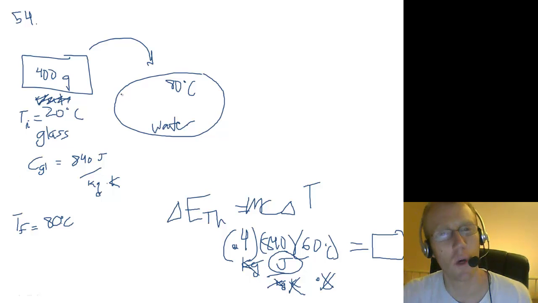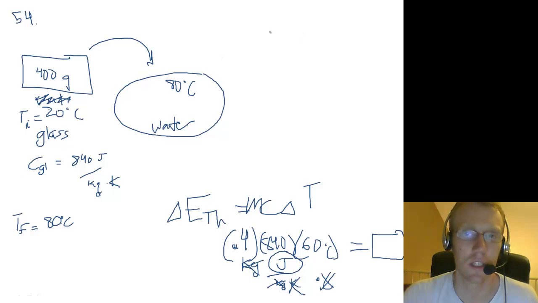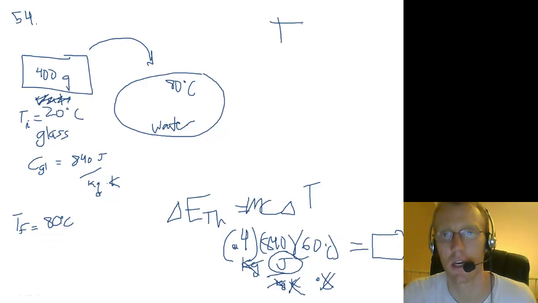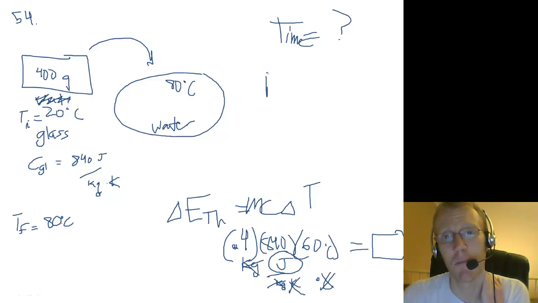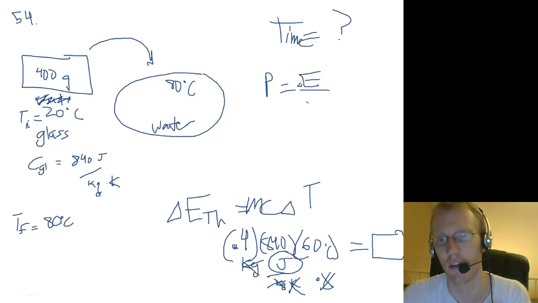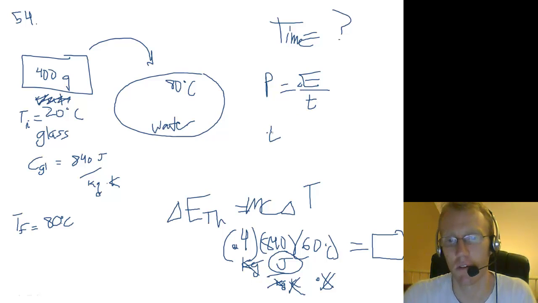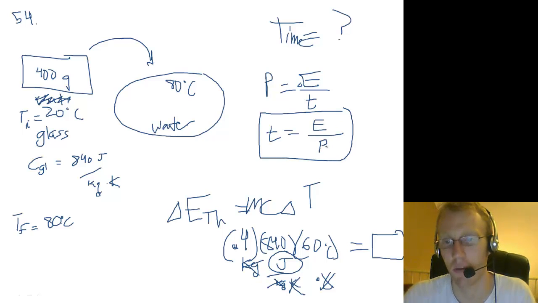And a lot of questions they might ask, or I'll ask on a quiz, how long does a certain process take? Time. So once you've figured out how much energy it takes, remember that power equals the change in energy, or flow of energy, over time. So therefore time equals the total amount of energy divided by the power. Power is the rate at which it's delivered.